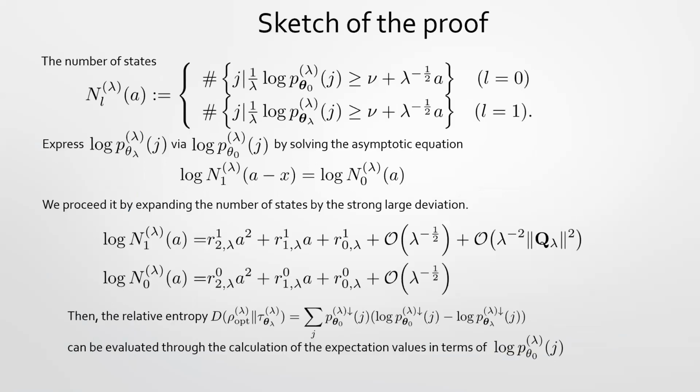The key part is this: we need to count the number of this element. This is the initial state and this is the ideal final state, and we need to count this number. This number should be written this way, and this one should be considered the log of this one. But in order to count this number, we consider the uniform distribution.